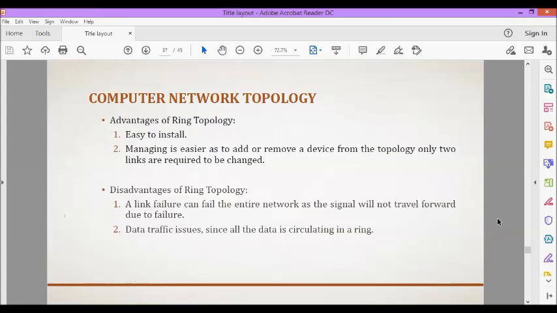Advantages of the ring topology. So we have easy to install. Managing is easier as to add or remove a device from the topology, only two links are required to be changed. And the disadvantages are a link failure can fail the entire network as the signal will not travel forward due to failure. And data traffic issues since all the data is circulating in a ring.